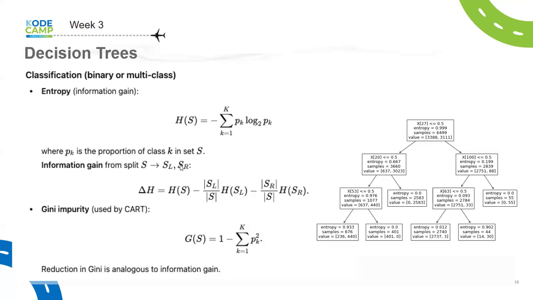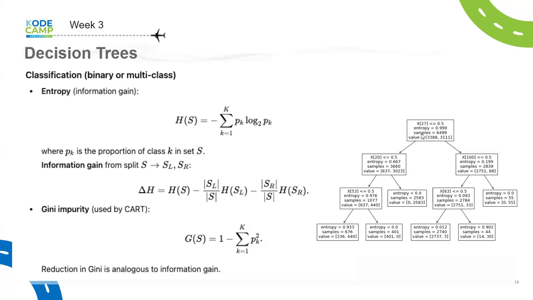Then you now calculate the delta H, which is the information gain from a particular split. So let's say you split some samples, SL and SR. SL are the samples that you have split to the left side of the branching. You branch into two, right? You can see that each of these is branching into two. The SL is the samples on the left-hand side, and the SR refers to the samples on the right-hand side.